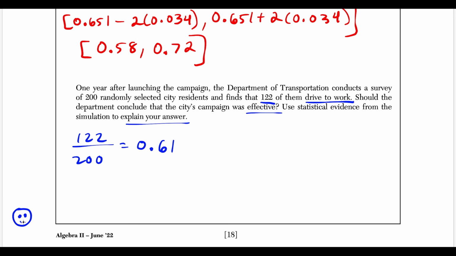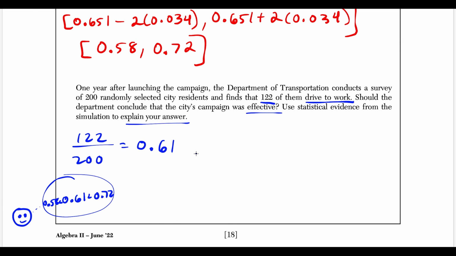Now, there's a very, very dangerous trap here. If you're not careful, you'll look at this and say, wait a minute, 0.61, that's between 0.58 and 0.72. So yes, yes, yes. And you just fall into that trap.